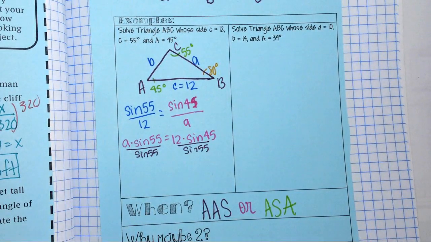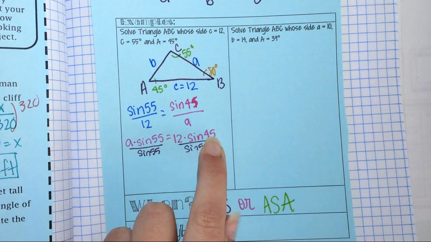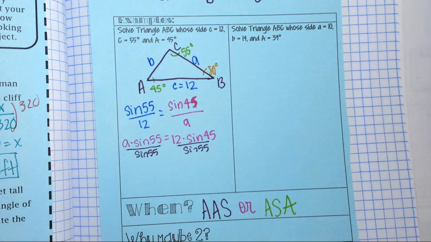All right, now when you plug it into your calculator, plug 12 times the sine of 45 in first, then divide it by the sine of 55. Don't scream the answer out. Just work on it. Get a calculator. Figure it out. Use your brains.